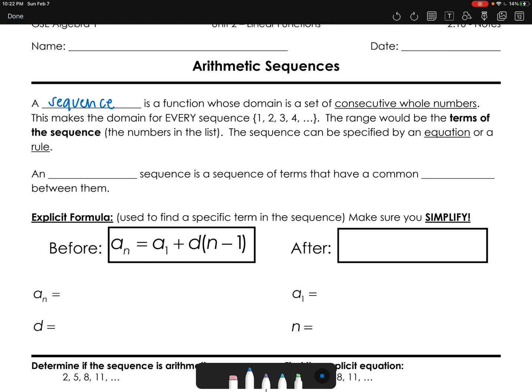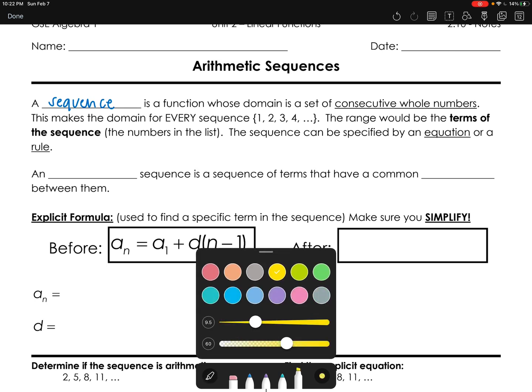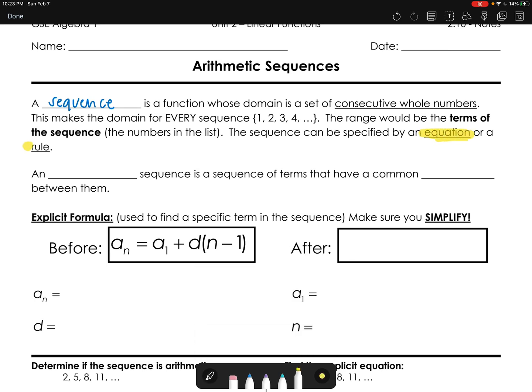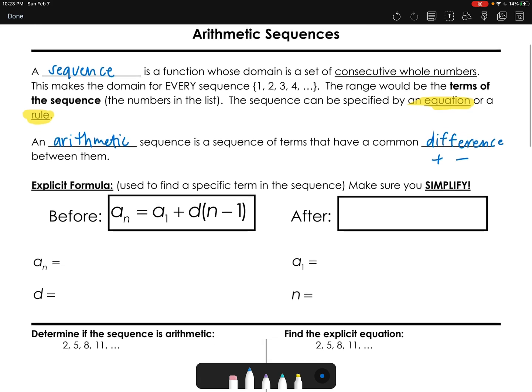of the sequence, meaning what you're actually looking at when you're looking at an arithmetic sequence. And so it can be specified by an equation or a rule, which is really what we're going to focus on today, is how to write these sequences using equations and rules. And so the first type of sequence we're going to look at in Unit 2 is called an arithmetic sequence. And so an arithmetic sequence is a sequence of terms that have a common difference between them. And that's the fancy way of saying something is being added or subtracted from term to term. And we will look at some examples like that in a second.